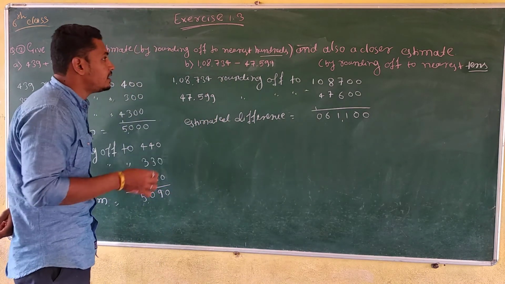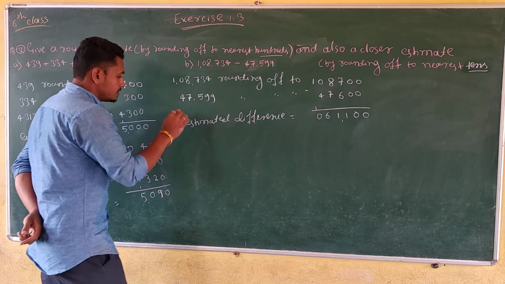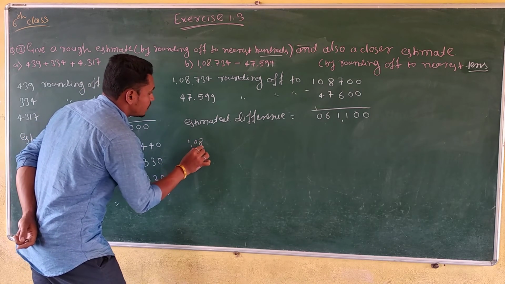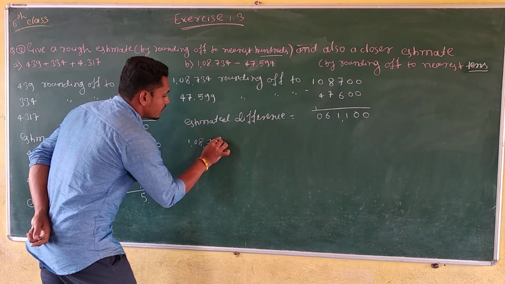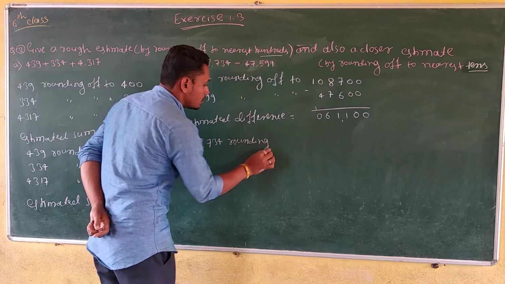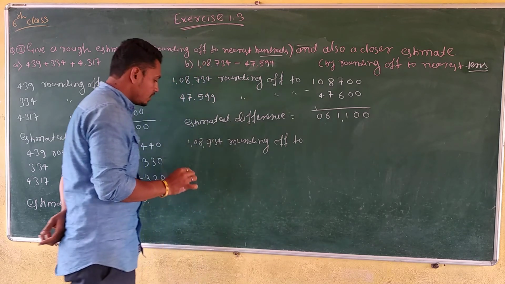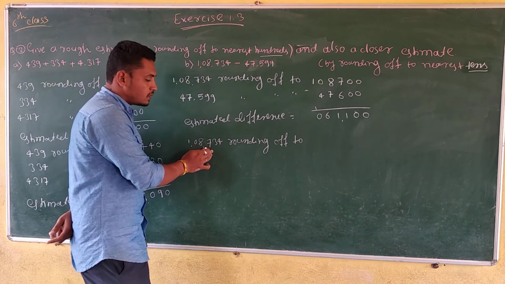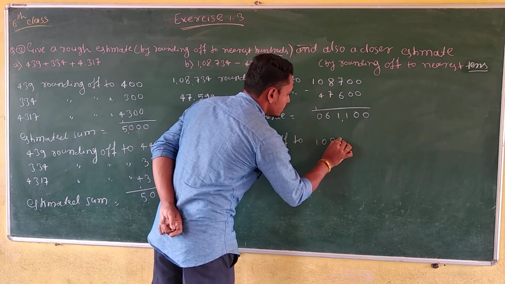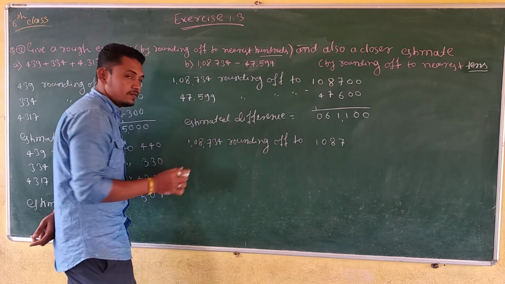Okay, now we have to find the estimate by rounding up to the nearest tens. See here, next, 1,08,734. Rounding up to the tens: till the hundreds place you have to write as it is, right? So 1087. Now we have to discuss only the tens place value.